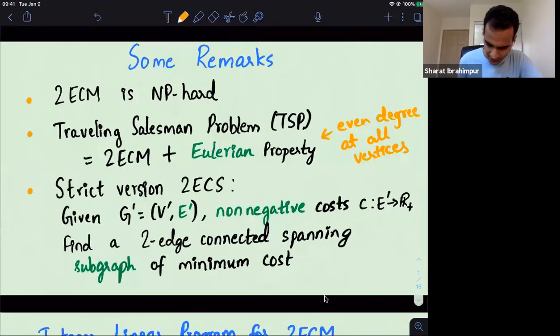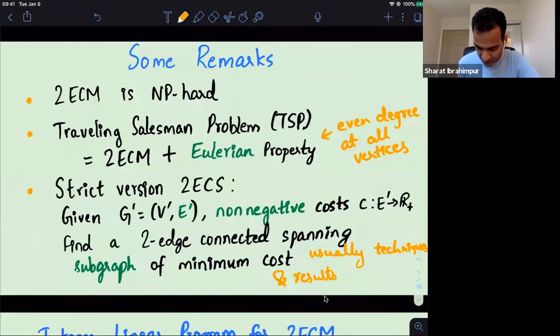Just a quick remark here: the techniques and lower bound results are very different for each of these two variants. Sometimes there's an overlap, but often the results are incomparable.